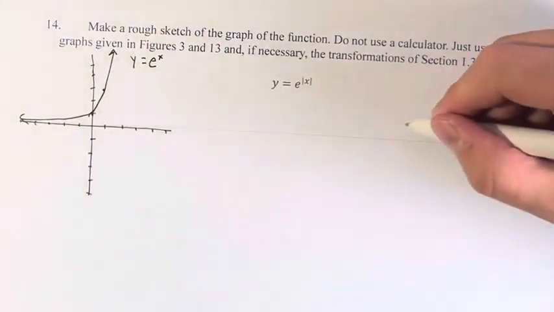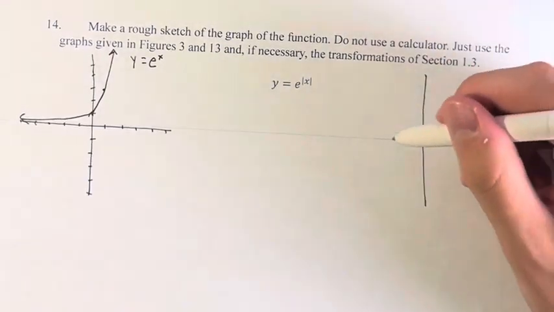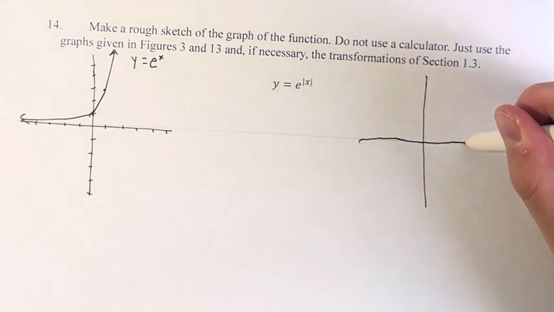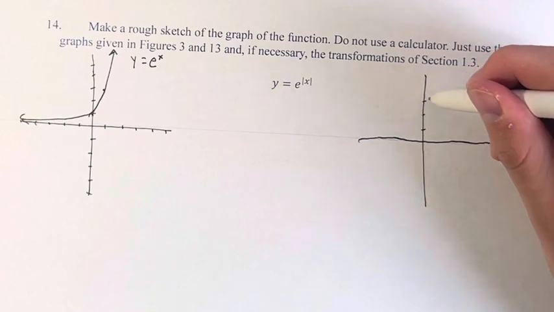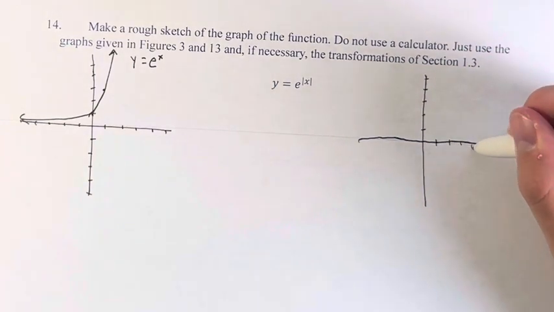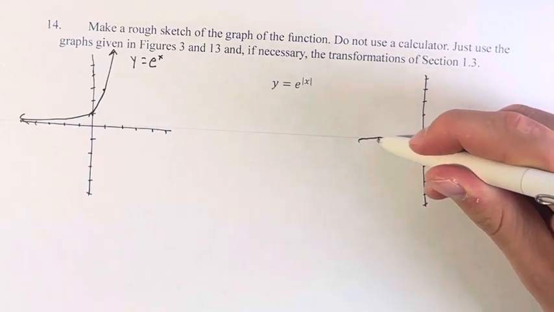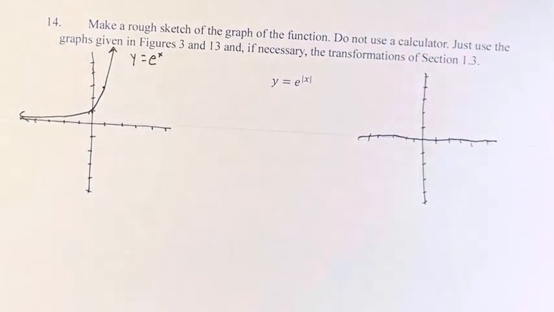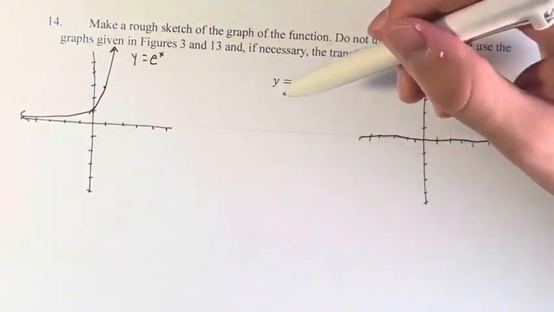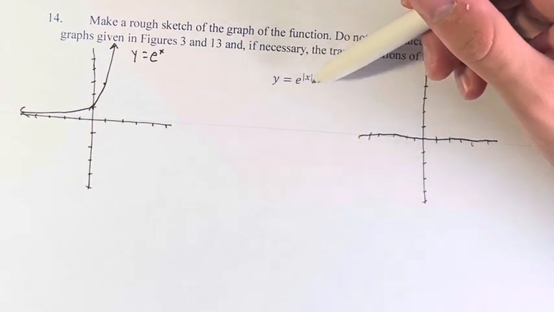So what we're going to do here is I'm actually going to draw a separate xy plane, just so we can differentiate the two functions easily. And think about what transformations we have to do on the original function y equals e to the x to get to e to the absolute value of x.